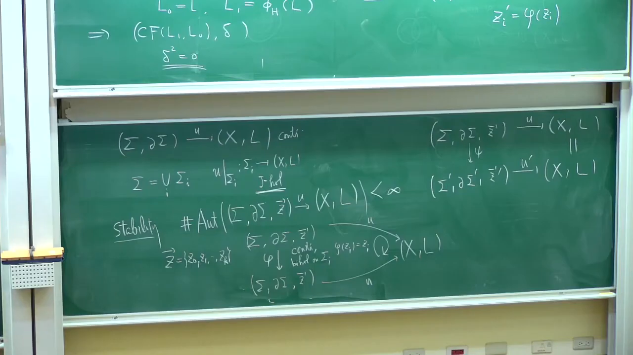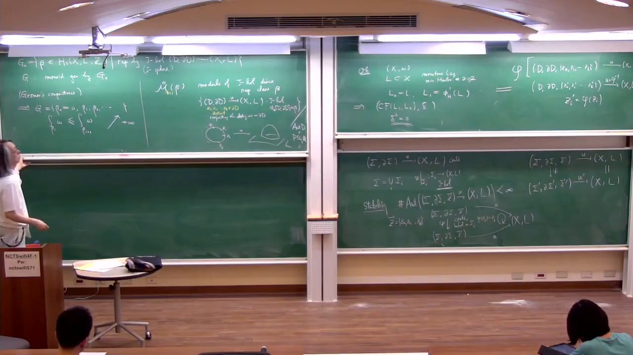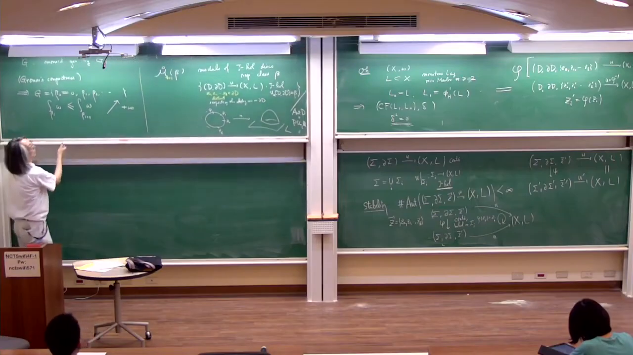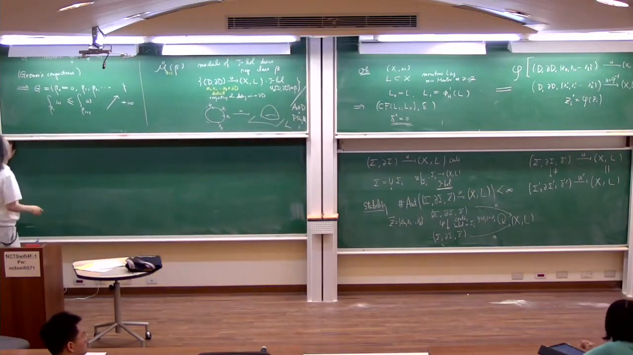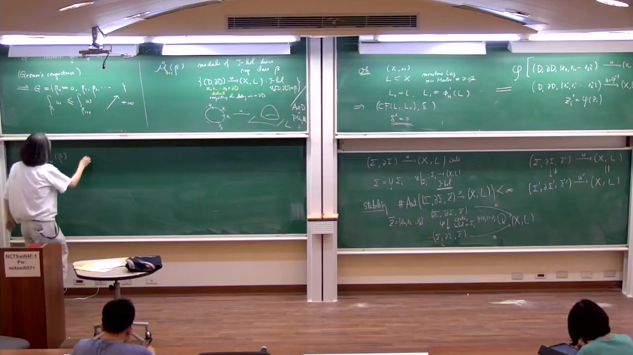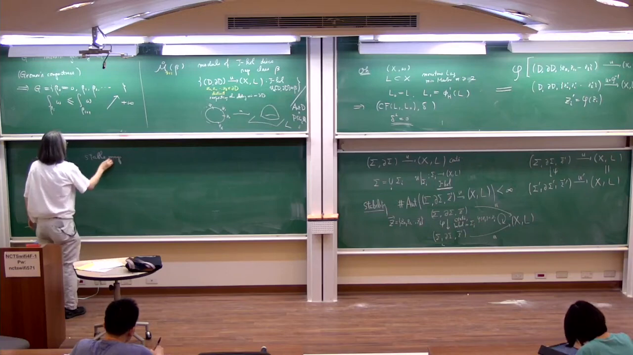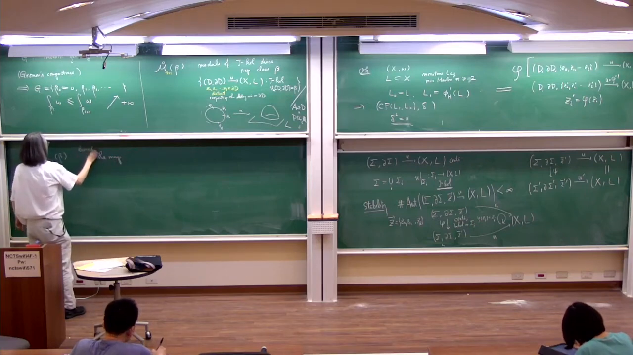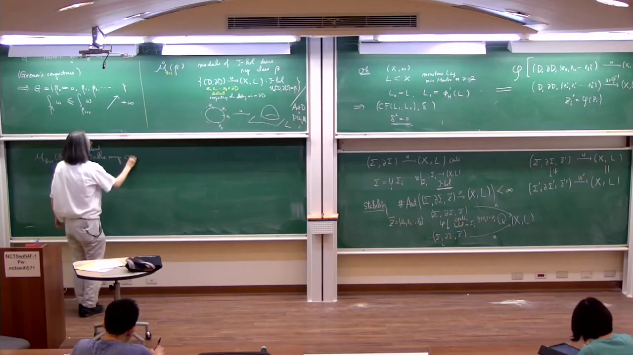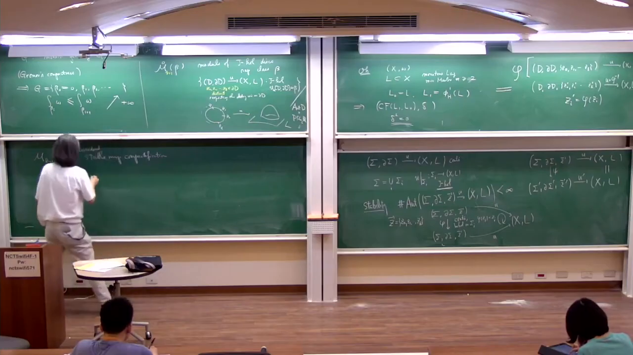So I have this. And then I want to tell you the following. So people may call this M_{k+1}^β, sometimes people may call it a stable map, or maybe bordered stable map compactification of this one.